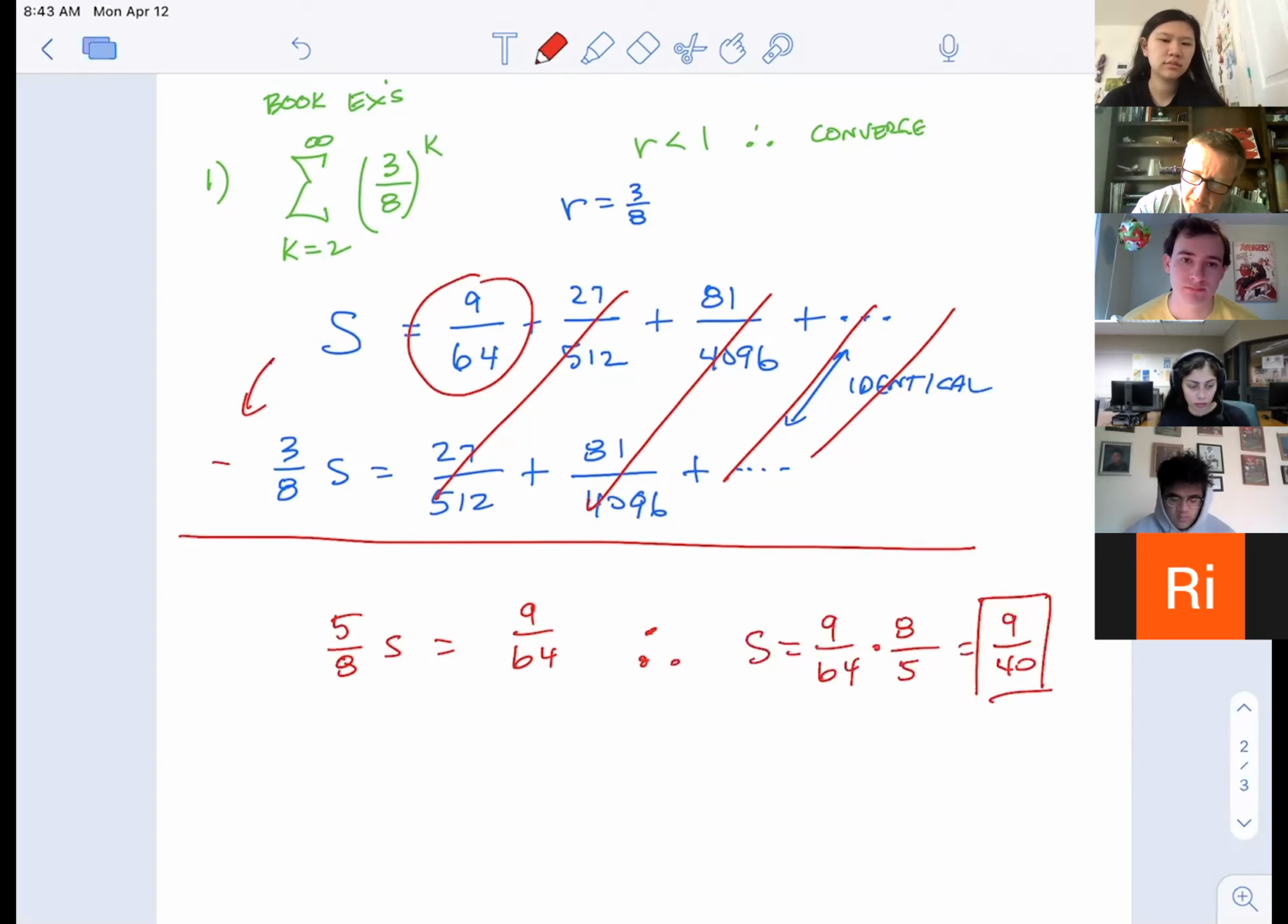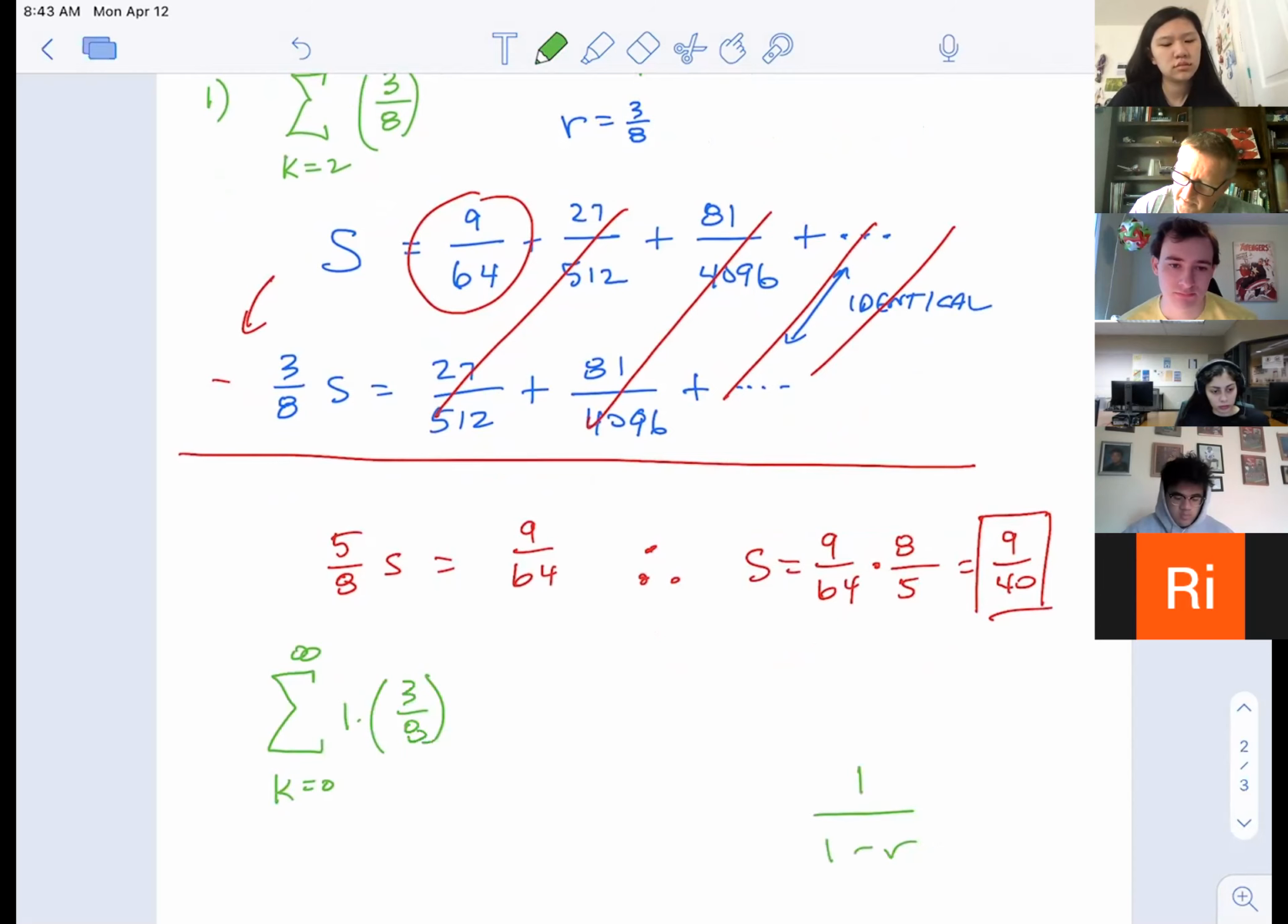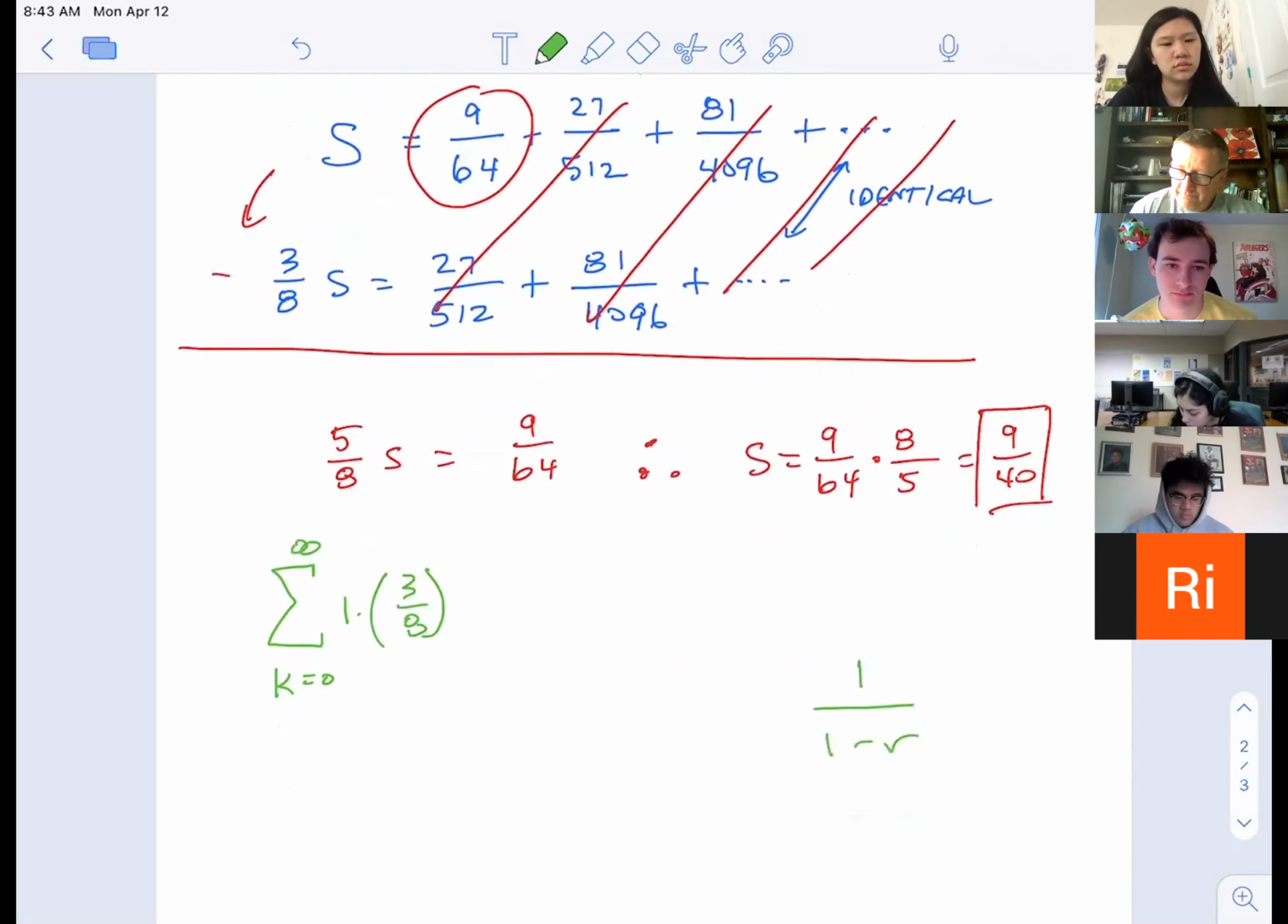Unnecessary, but for those of you who are sort of a little bit more theoretical types, is there a way that you could rewrite this sequence so it started at 0? That way you could use, notice there's a 1 out in front of this, you could use the 1 over 1 minus R trick. Is there a way you could rewrite this? I can't just stick this up here. Can't just stick K up there, right?